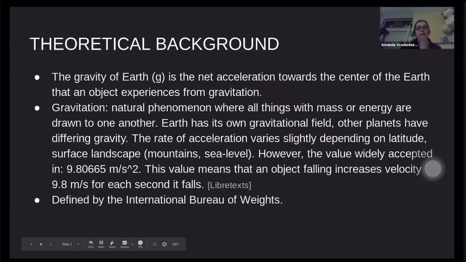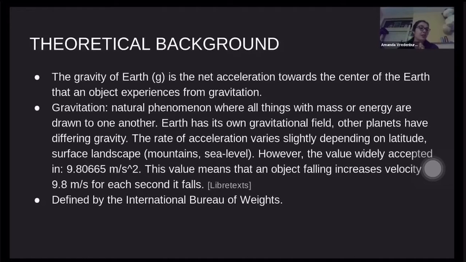So with a theoretical background, as you know, the gravity of Earth is a net acceleration towards the center of the Earth that an object experiences from gravitation. Gravitation is the natural phenomenon where all things with mass or energy are drawn to one another. Earth has its own gravitational pull. It's from its magnetosphere, which is very unique to Earth. That's why other planets have differing gravities, and the rate of acceleration varies depending on the latitude and surface of landscapes. However, the value widely accepted is 9.80665 meters per second squared.